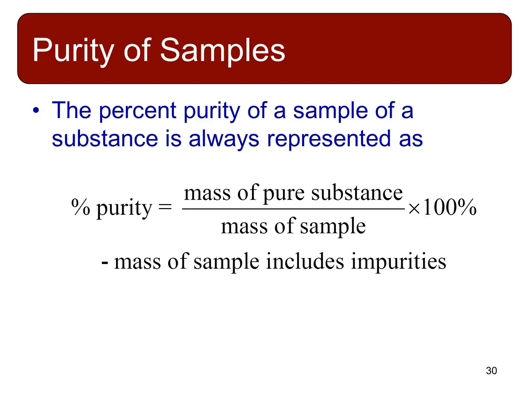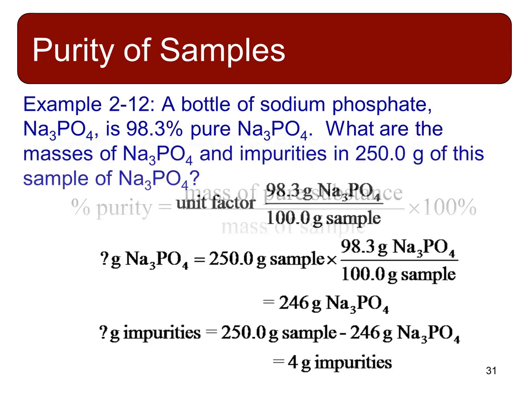Okay, but how this is important to a chemist would be an example like this. I go to the shelf and I pick up my sodium phosphate, and I read the label, and it tells me that it's 98.3% pure.